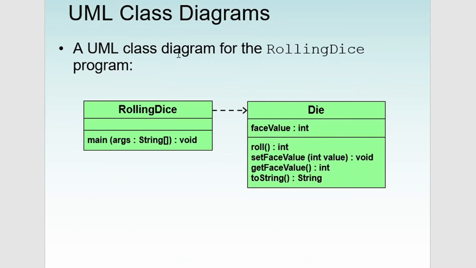So here is a UML diagram for the example they did in the lecture. They have a class rolling dice. They have a class called die. There's no instance data associated with rolling dice. It only has the main method, but we do have instance data for our die. And then here are all the methods that we have for our die.